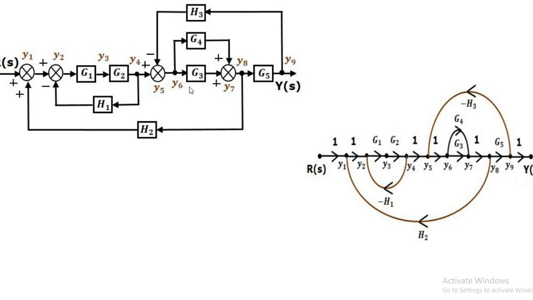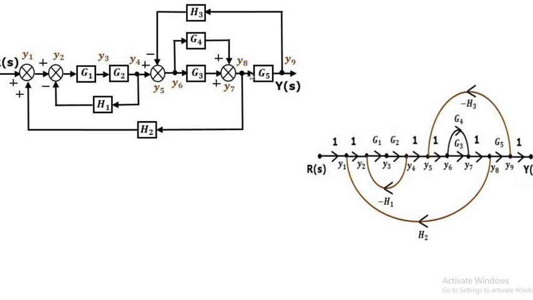So this G3 is replaced by this branch in between y6 and y7, because for this summing point we are taking a node as y7. So this y6 to y7 block should be replaced with a branch, and the gain will be G3. Then from this y7 to y8, y7 is the node for this summing point and y8 is the next node for this takeoff point. In between there is no gain, so I have replaced this with a branch having a gain of 1.